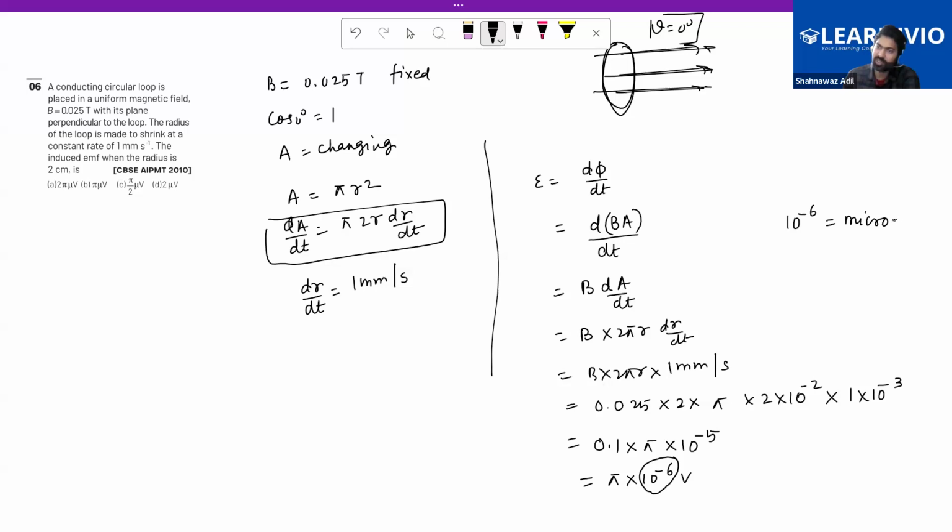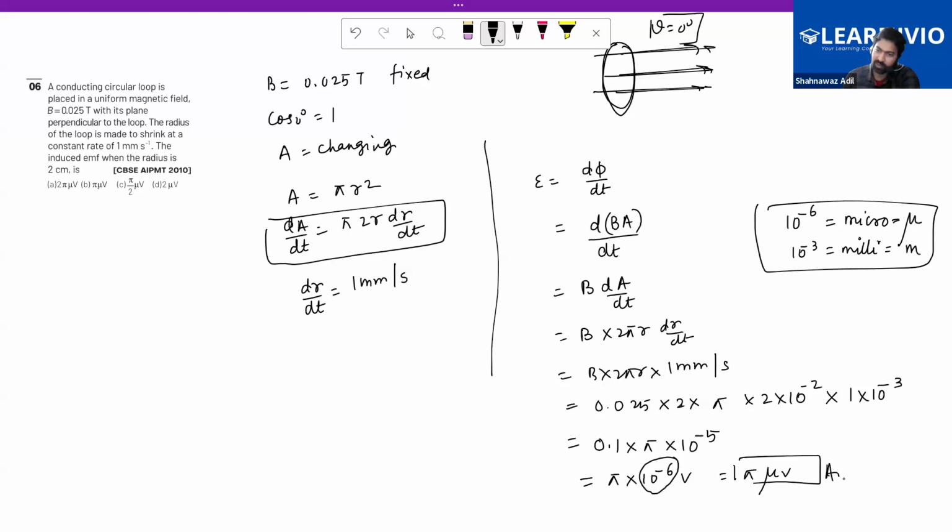And how is it represented? It is represented as mu. 10 to the power minus 3 is milli. How is it represented? It is represented as m. So we can write this as pi micro volt. This is the answer. Right. So this one is the correct answer. Is it clear, guys? If it is clear, then quickly note it down, and then we'll talk about the next topic, which is the motional EMF.